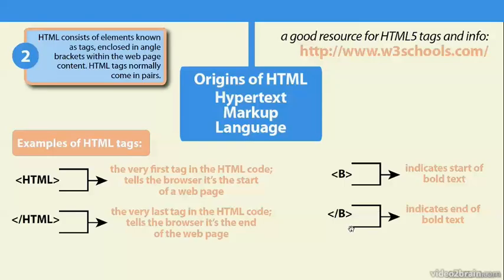So if you have some text you're placing on your web page and you want to make some of it bold, you would put the bold tag right in front of where you want the text to become bold, and the end bold tag would go right where you want the bolding to stop. And by the way, a good resource that I like for learning about HTML in general, and more specifically HTML5, is www.w3schools.com. It's a great resource.